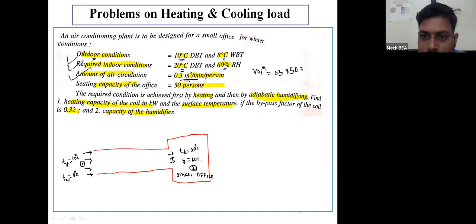50 into 0.3, what is this value? So this much amount of air in meter cube per minute, 0.3 into 50, I need to supply. That is nothing but the volume of air. So the volume of air which I am supplying is 0.3 into 50 meter cube per minute.